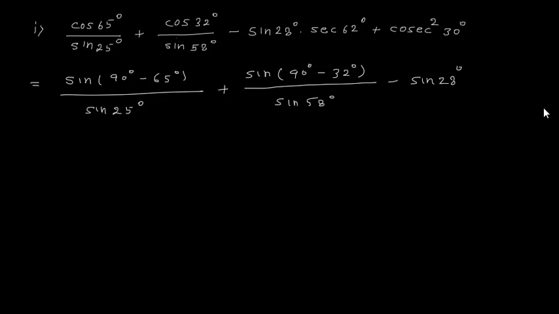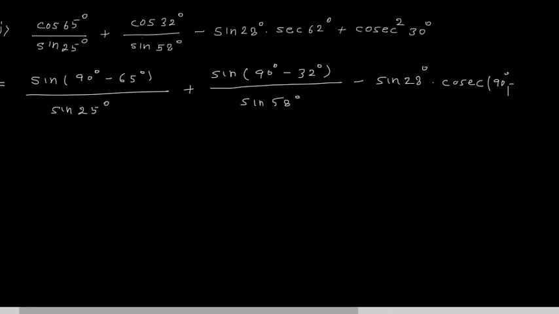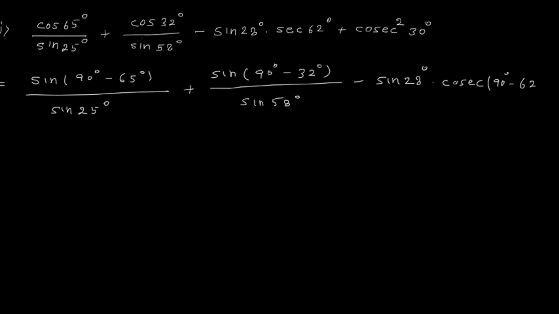This sec can be converted in cosec, so it is cosec of 90 degree minus 62 degree, plus we have cosec square 30 degree. Now the value of sine 30 we know, the value of sine 30 is 1 upon 2, so the value of cosec 30 will be 2.